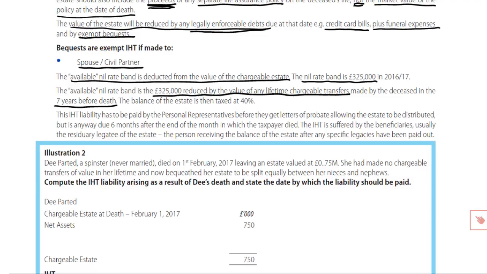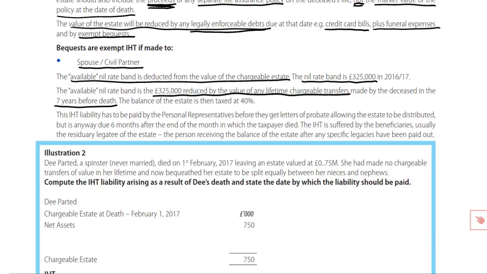If, as we'll see soon, you had made lifetime transfers of, say, £225,000 in the 7 years before death, then that amount of your 325,000 nil rate band would have been used against those lifetime transfers, meaning there'd be no tax to pay thereon. But that would mean if you've used 225 out of 325, only 100,000 of remaining available nil rate band would exist to then go against your chargeable estate at death. The balance again then taxed at 40%.